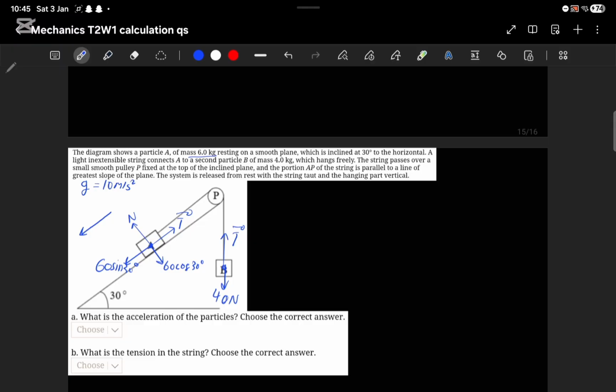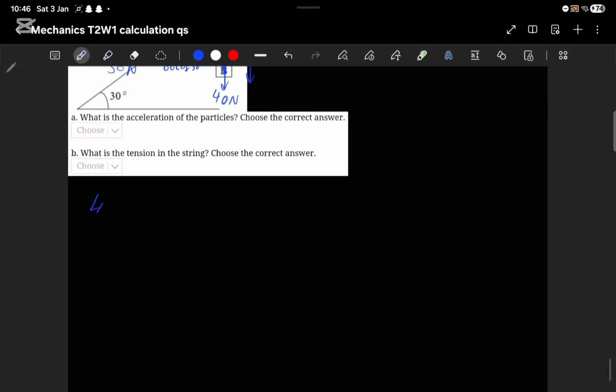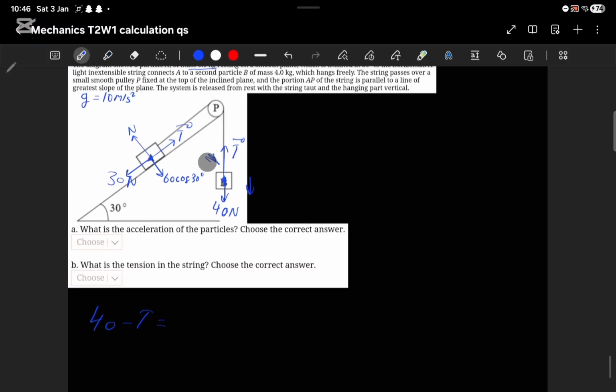60 sine 30 is 30, right? Yeah. So this is 30. I'm just gonna erase this and put 30. Oh wait, but that changes it now, though. Yeah, no, okay, that changes it. See, this is why you should calculate it mathematically. This is gonna go down in this direction. This is 30 newtons.